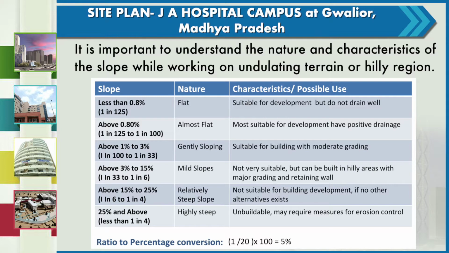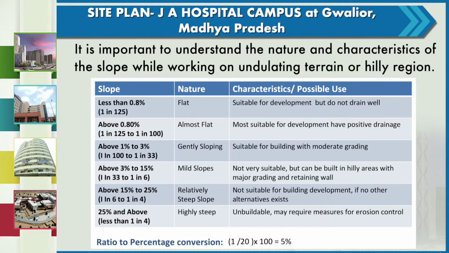These are suitable for buildings with moderate grading, which means we have to grade the terrain for storm water management. The fourth category is 3% to 15%. These are mild slopes, not very suitable for building, but can be built in hilly areas with major grading and retaining walls.